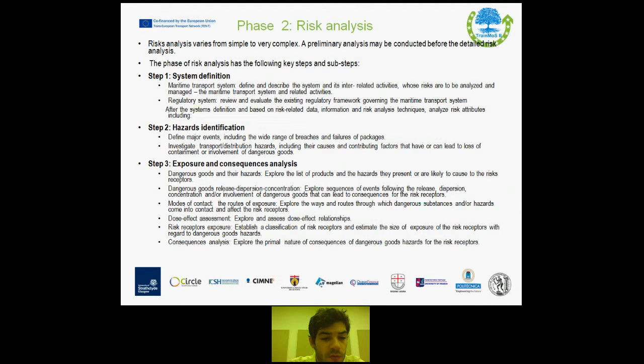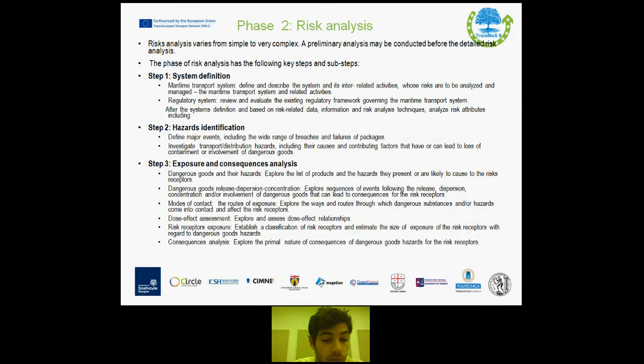We then move to the third step of risk analysis, which is exposure and consequences analysis, which includes dangerous goods and their hazards, where you should explore the list of products and hazards they present or are likely to cause to the risk receptors. Dangerous goods release, dispersion, concentration, where you explore sequences of events following the release, dispersion, concentration and/or involvement of dangerous goods that can lead to consequences for risk receptors.